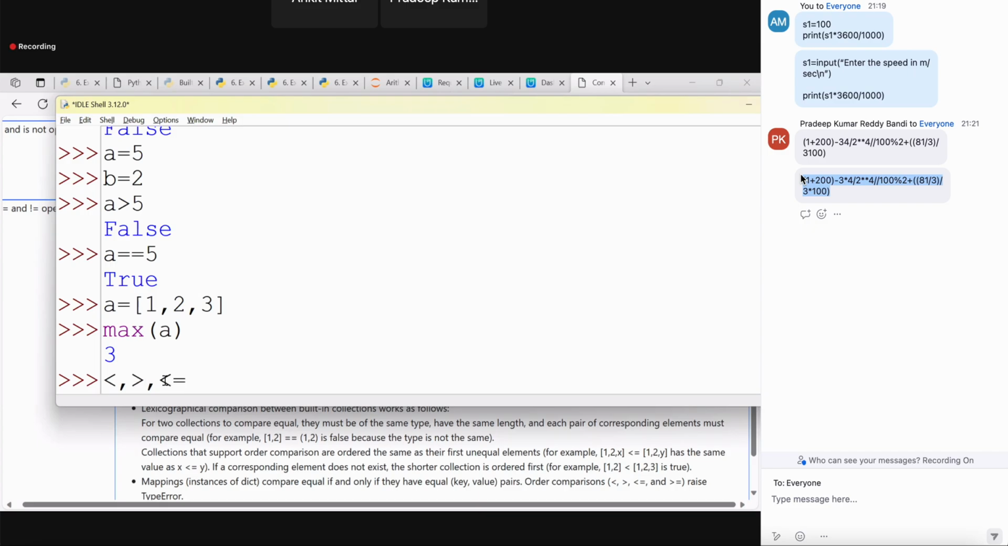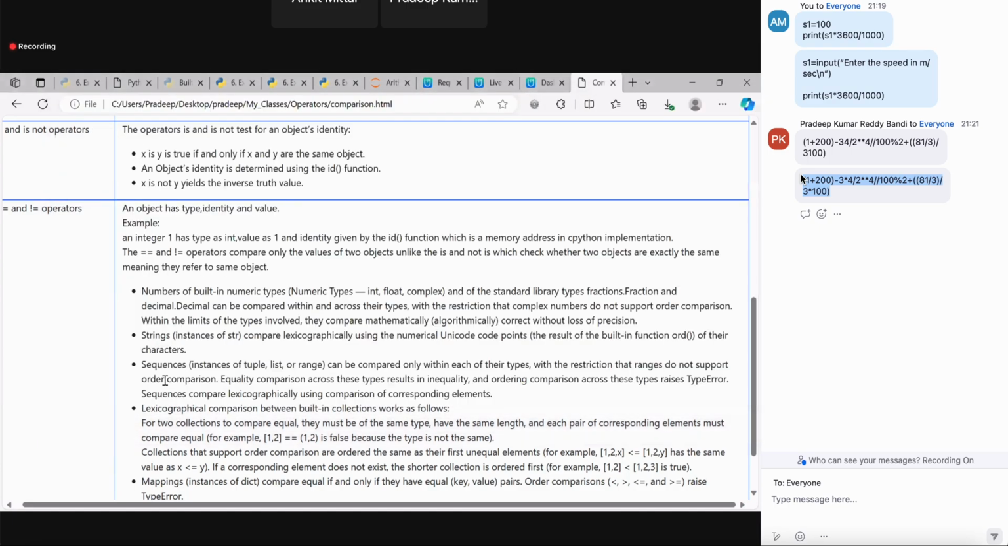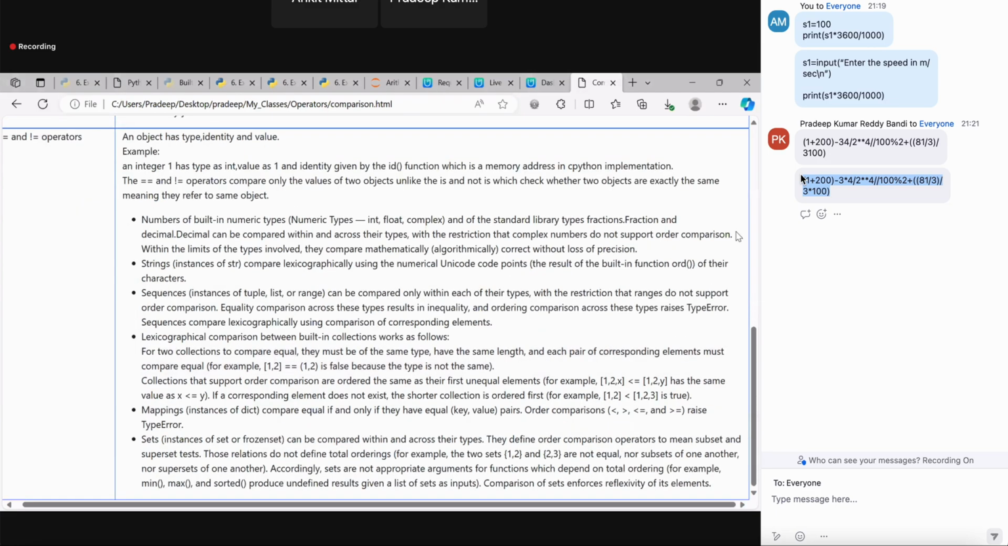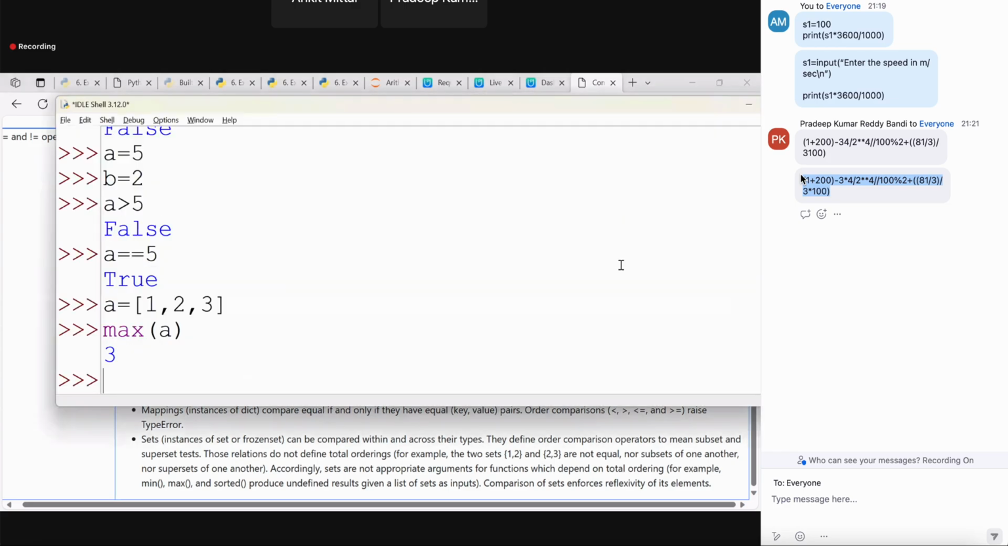And the other category is equality comparison. Equality comparison means double equal, not equal. That's it. Because the term has come, I am just explaining. Complex numbers will not support such kind of things. I mean, you cannot sort a complex number, because they don't support any comparison between one and another. They can only support equality comparison. It means you cannot put complex numbers in one order.